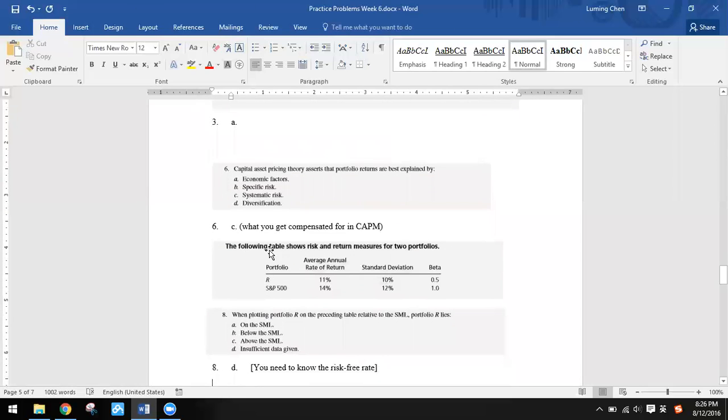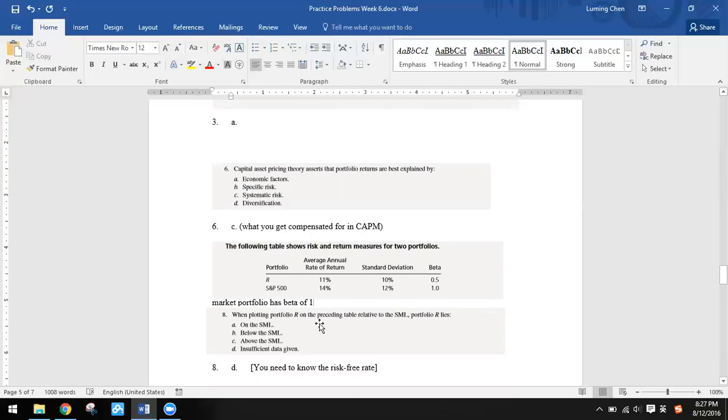For question 8, first we read this table. It shows the risk and return measures for 2 portfolios. Portfolio 1 is called R. It has an average annual rate of return of 11%, standard deviation 10%, and beta of 0.5. For the market portfolio, the average rate of return is 14% and standard deviation 12%, with a beta of 1. Always keep in mind that the market portfolio has a beta of 1.